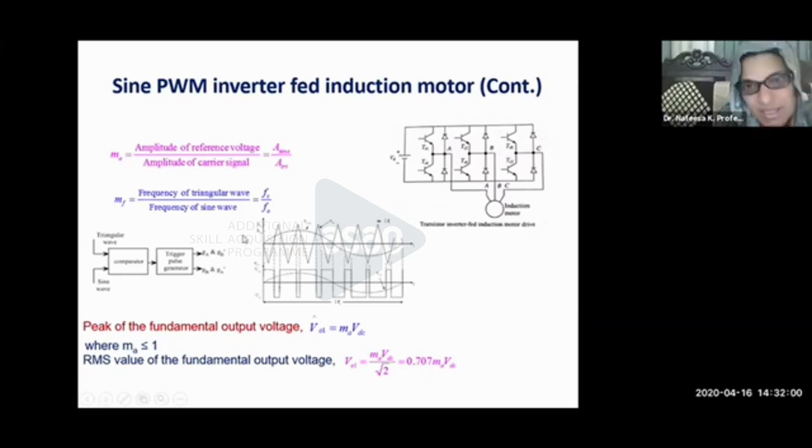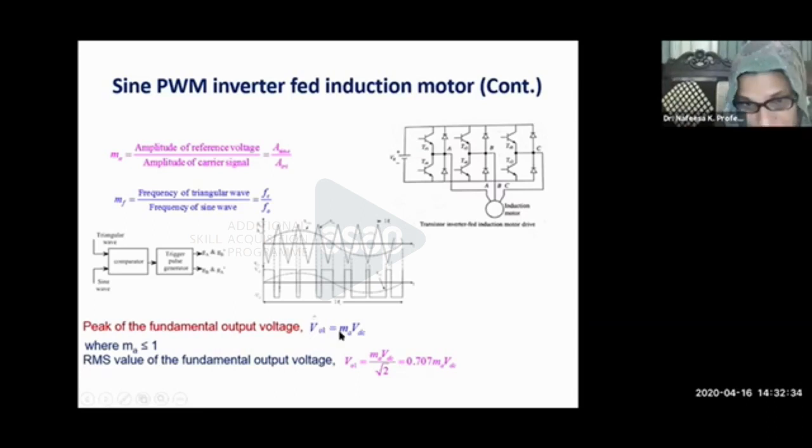And second is the frequency modulation index. This is given by the frequency of the triangular wave, which is usually a high frequency signal, that we will call FC, divided by the frequency of the sine wave, here taken as FO. So this is the frequency modulation index. And usually the peak of the fundamental output voltage is represented by VO1.